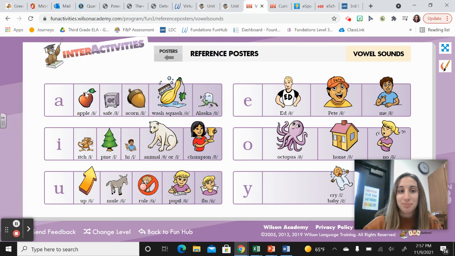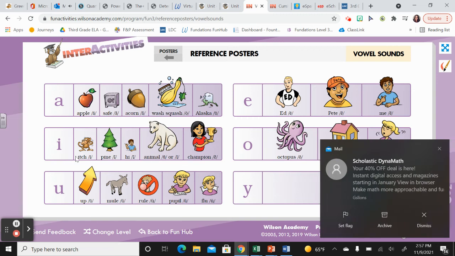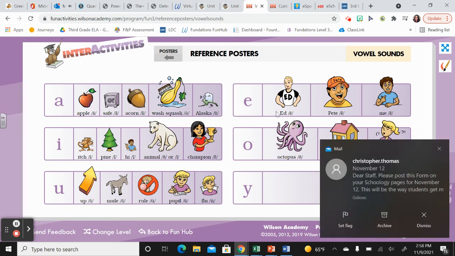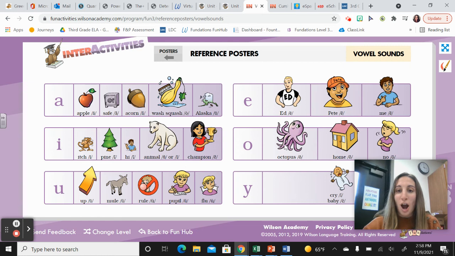A, apple, a, safe. A, wash. A, squash. I, itch. I, pine. U, up. U, mule. U, rule. E, ed. E, Pete. O, octopus. O, home.